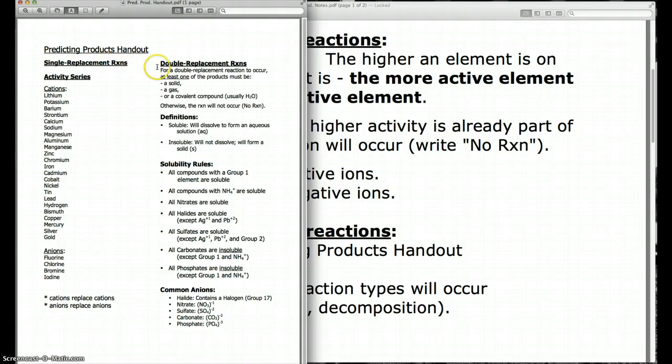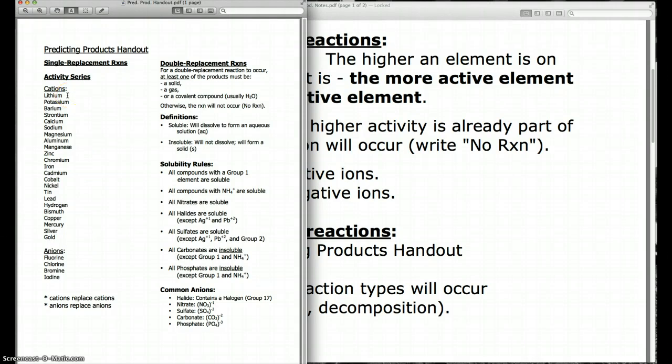And notice there are kind of two columns here. The left column is for single replacement reactions. The right column is for double replacement reactions. So this was a single replacement, like we said a second ago. So we're going to use the left side. And what this is, it's a list of who the coolest cations, positive ions, and who the coolest anions are.